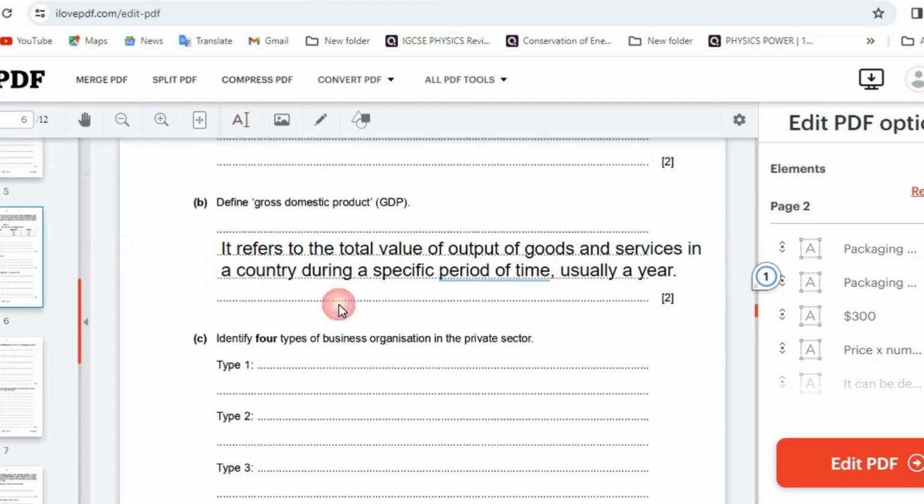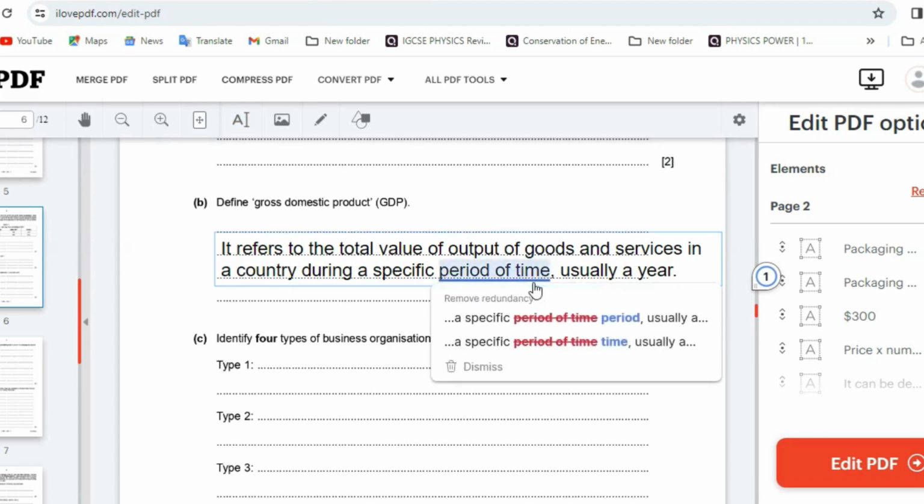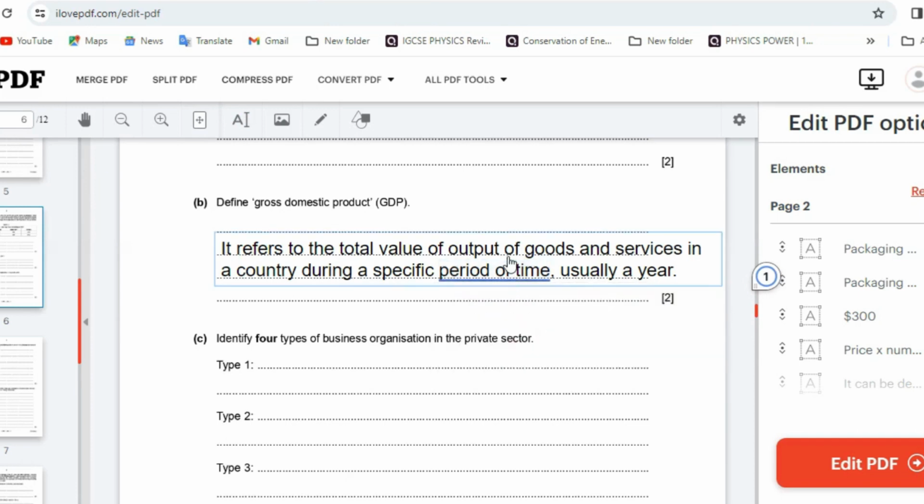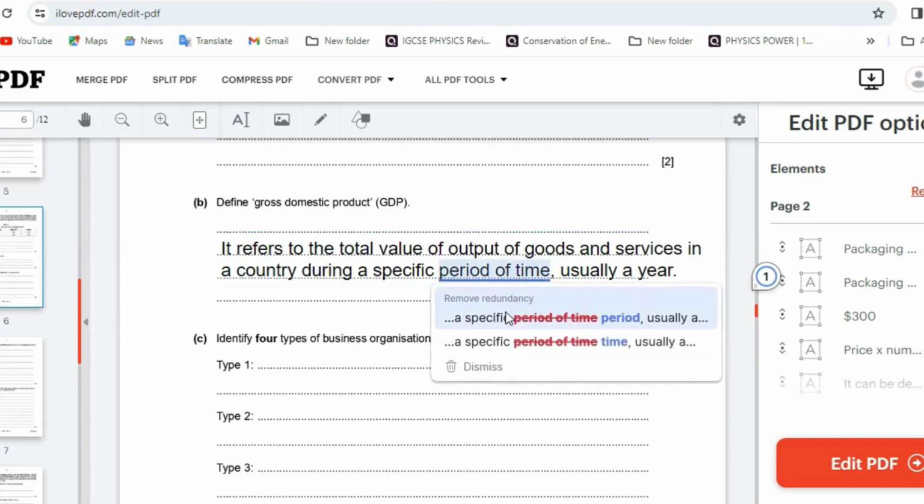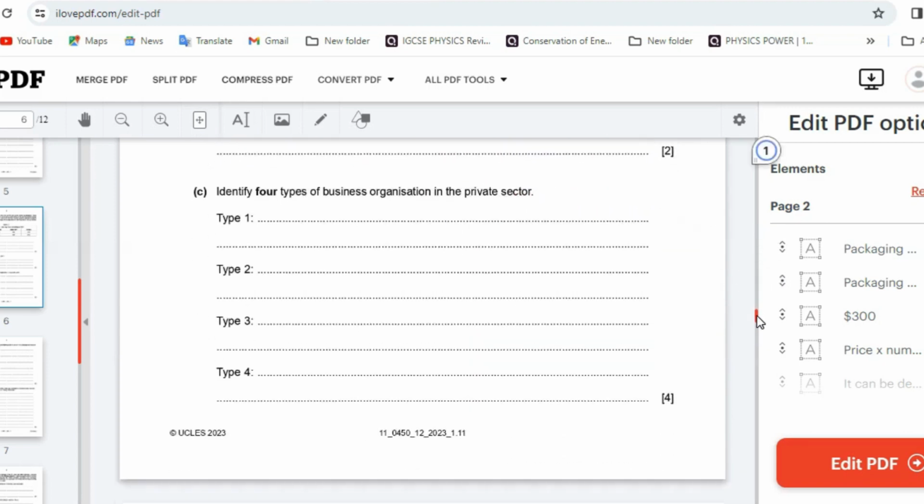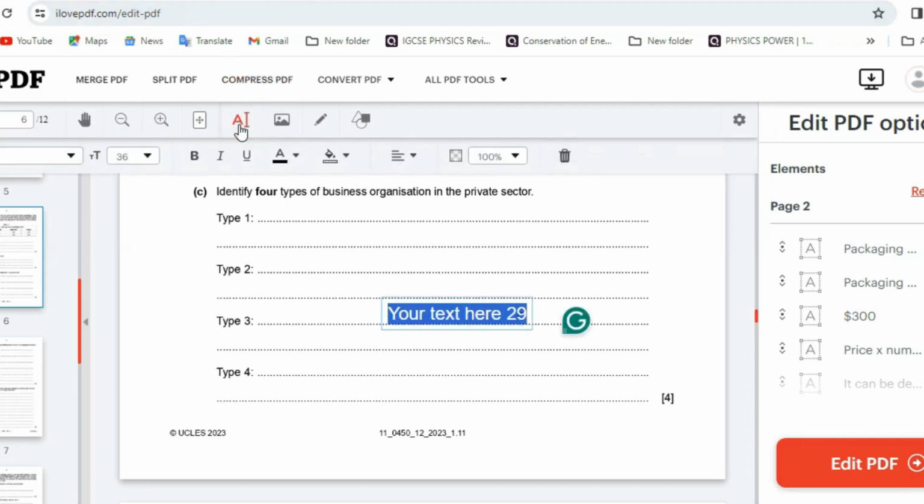Okay, now let's move to the next question. The next question says, identify 4 types of business organization in the private sector. Of course, you should remember this. It is different from public sector. The first one is what? Sole trader. That is sole proprietorship, one man business.